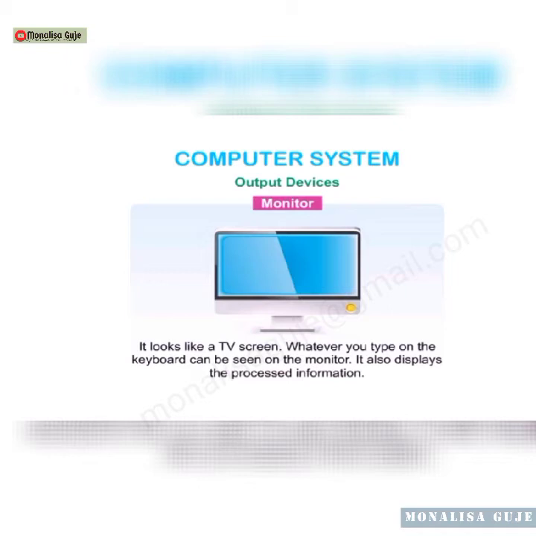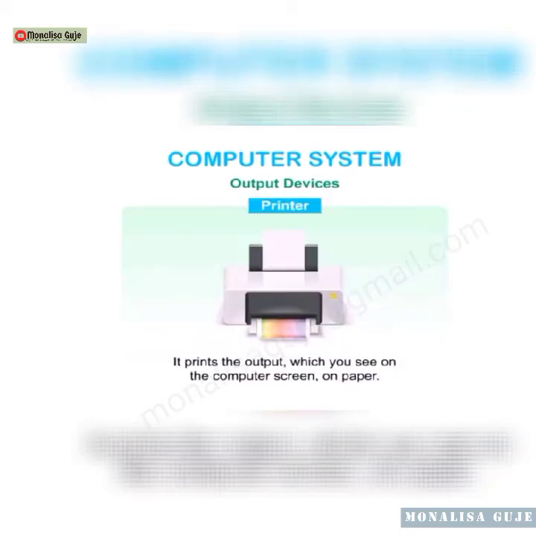Talking about monitor, it looks like a TV screen. Whatever you type on the keyboard can be seen on the monitor. It also displays the processed information. Another output device is the printer. It prints the output which you see on the computer screen on paper. So that's why printer is an output device.